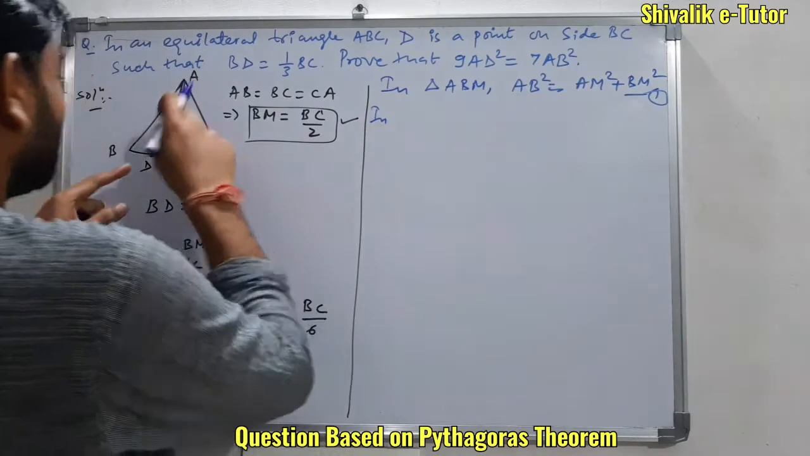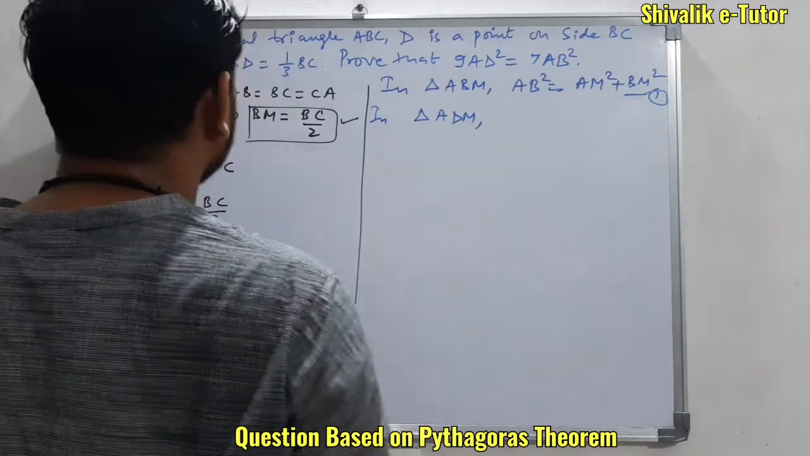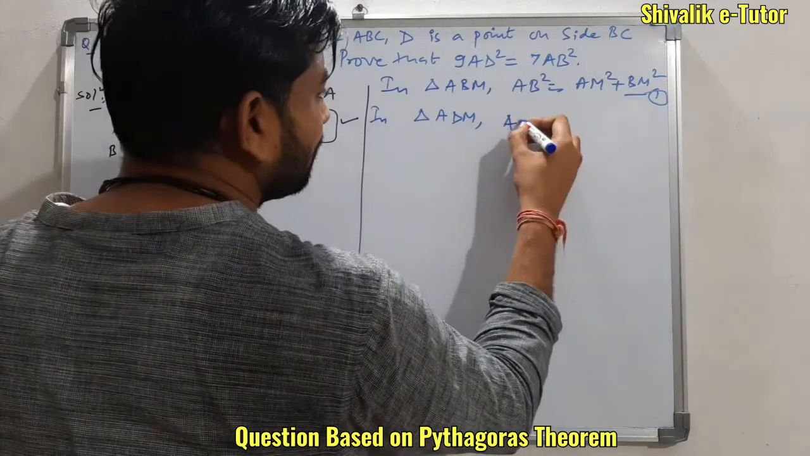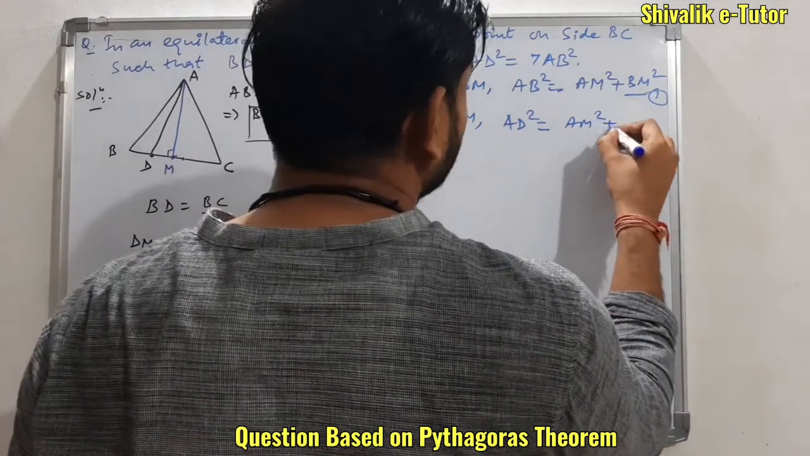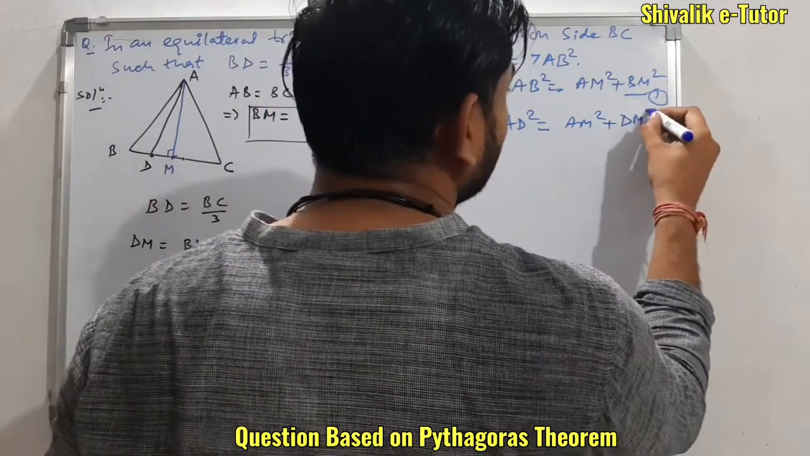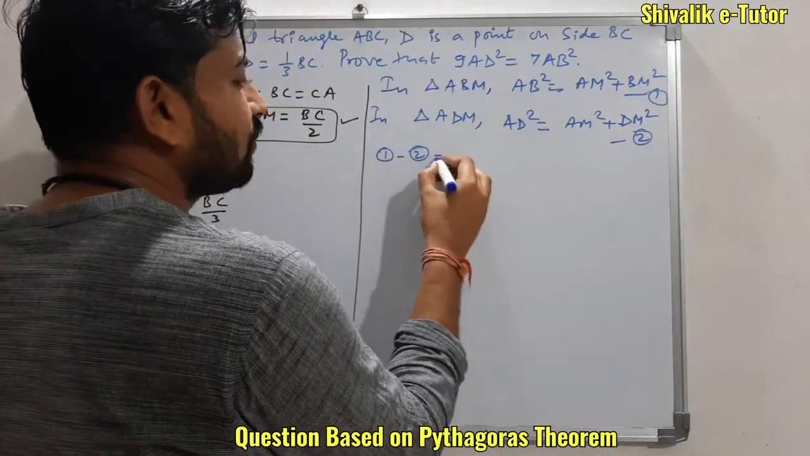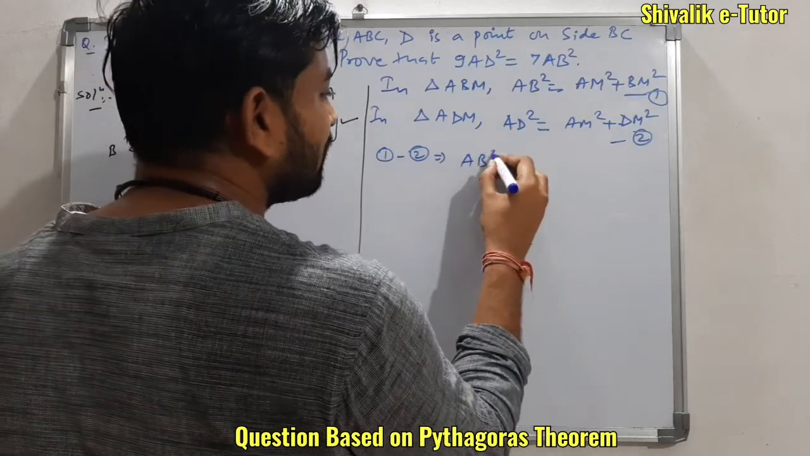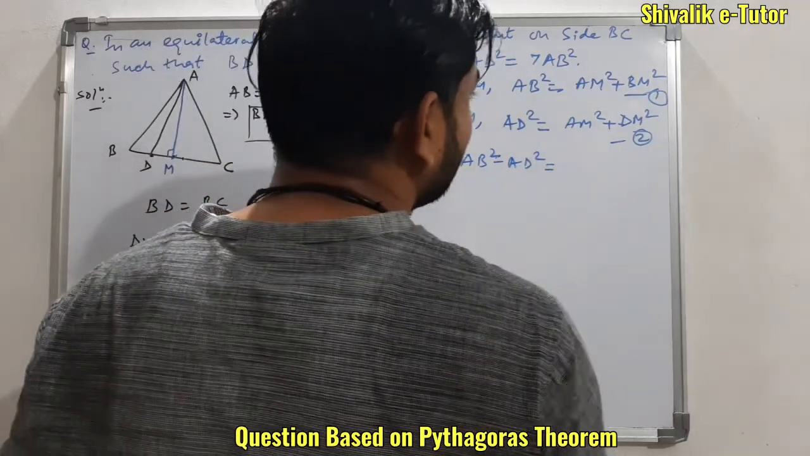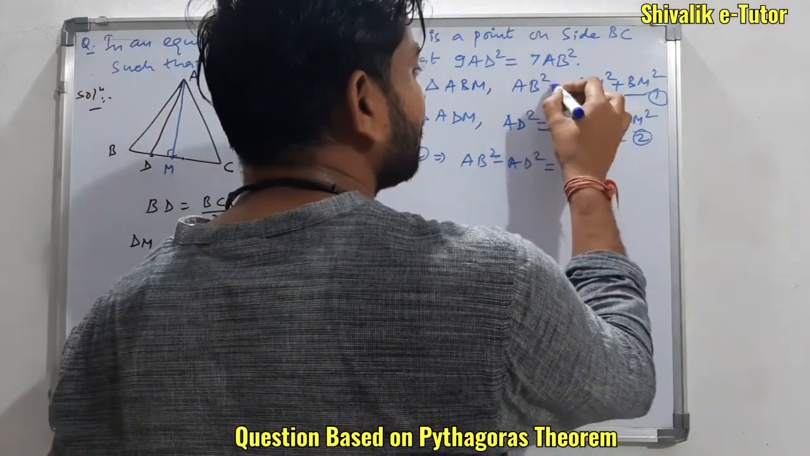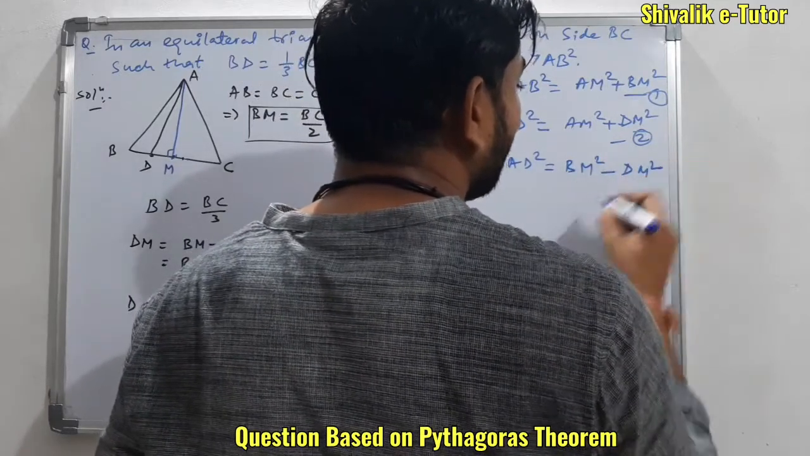Now if we take the other triangle, that is AMD, ADM, let us suppose, in this the hypotenuse is AD square and the perpendicular is again AM square and the base is DM, so DM square. This is the second result. Now if I subtract these two equations, what will we get? In LHS we will be getting AB square minus AD square is equal to AM and AM will be subtracted and cancelled. So here we have BM square minus DM square.